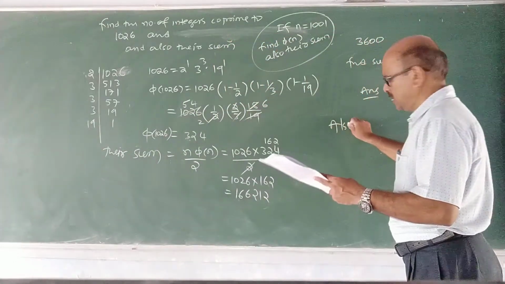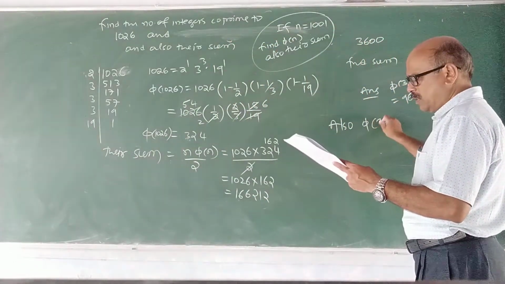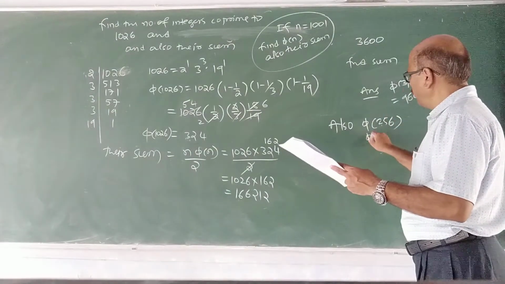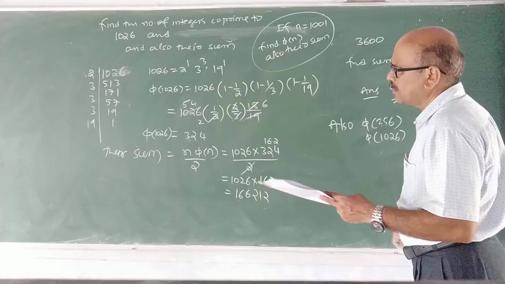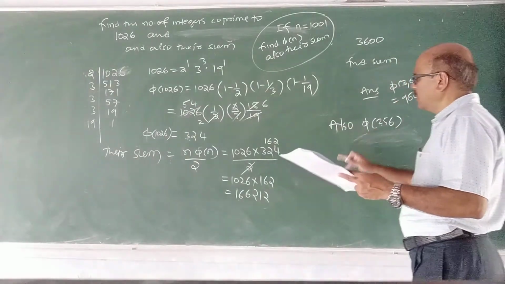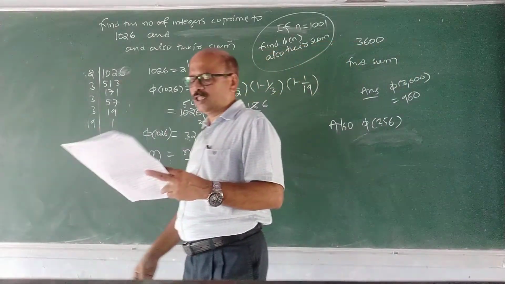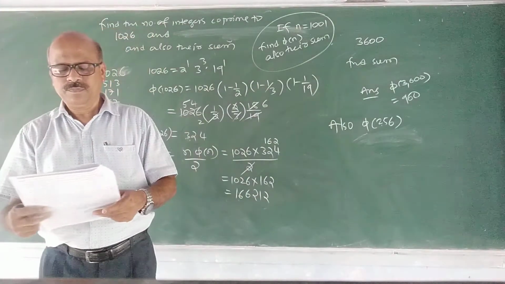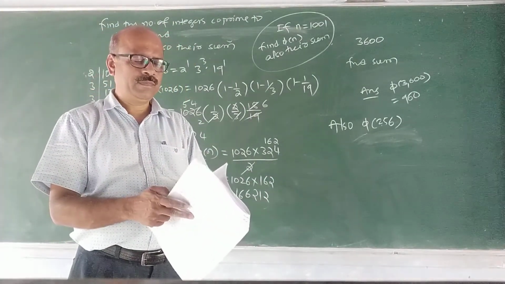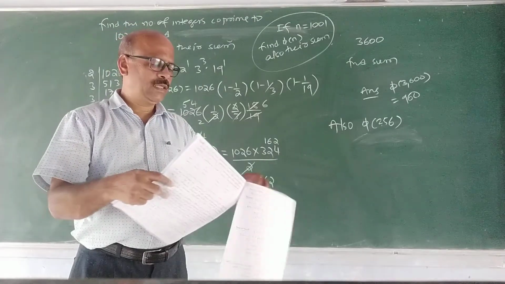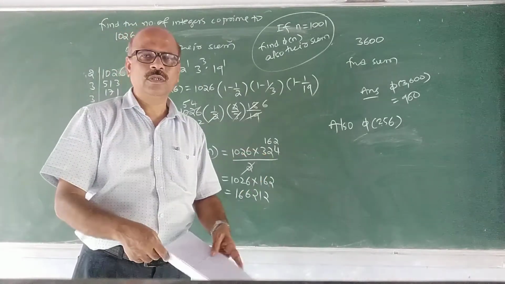Also, see this example. Find pi of 256, pi of 1026. 1026 is already okay. Find pi of 256. And you practice these problems, and I think the topic is clear to you.